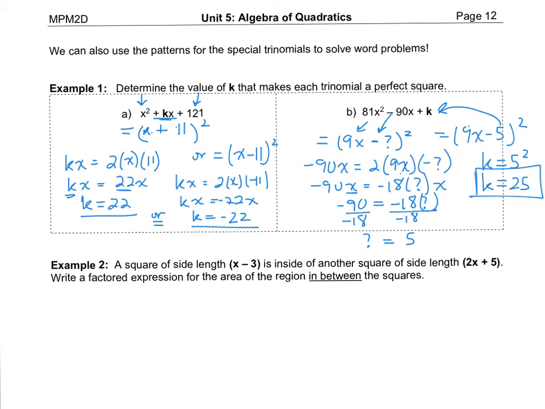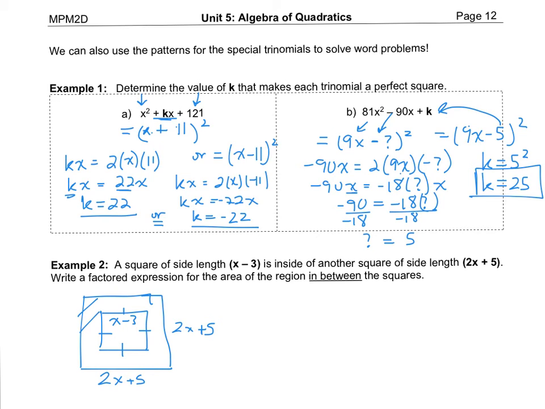All right, next one. A square of side length x take away 3 is inside of another square of side length 2x plus 5. So let's try and make a square here. I've got my 2x plus 5 here, and it's a square, so all 4 sides are 2x plus 5. And I have another square inside of that one, and its side lengths are x take away 3. So let's just mark those as equal. Write a factored expression for the area of the region in between the squares. So I'm really looking for this shaded region right here. So see what you can do to come up with that, and then we'll go from there.